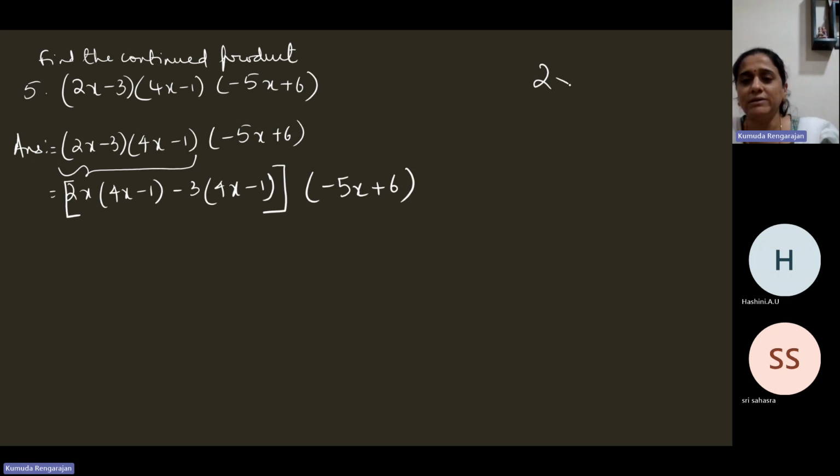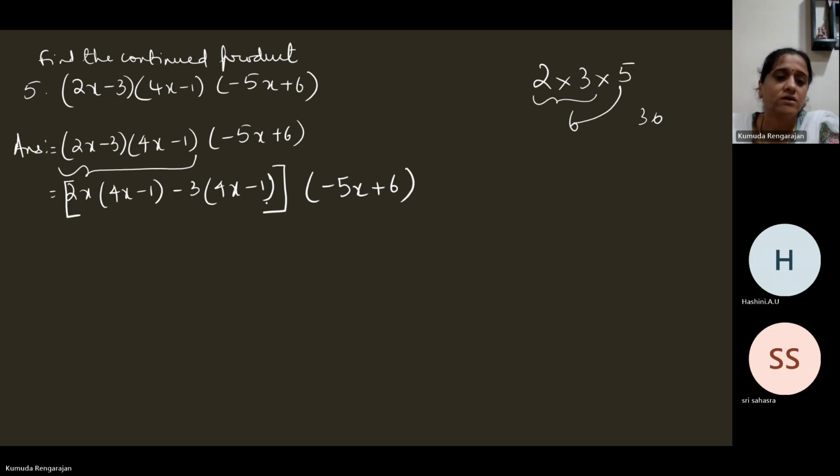See, when you have to multiply 2 into 3 into 5, how do you do it? First you multiply 2 into 3, 6. Then 6 5s are 30. In the same way, let's multiply 2x minus 3 and 4x minus 1. So 2x into the second bracket, 4x minus 1, minus 3 into the second bracket, 4x minus 1. Put this expression in a square bracket. Write this one as it is. This one has to wait. This one has to wait.